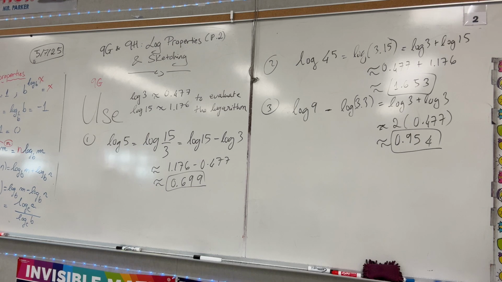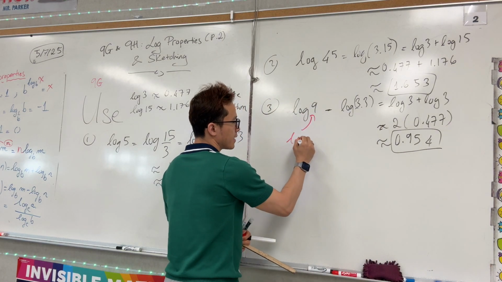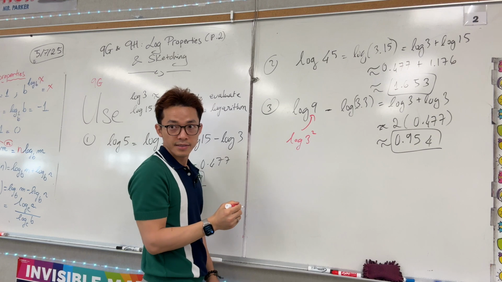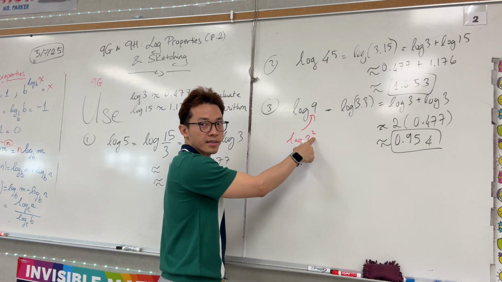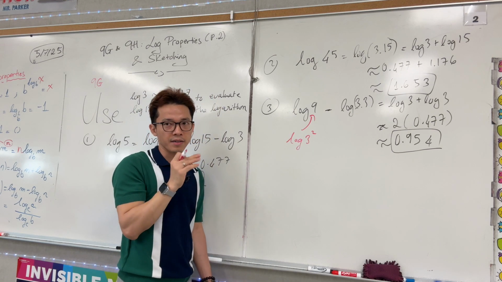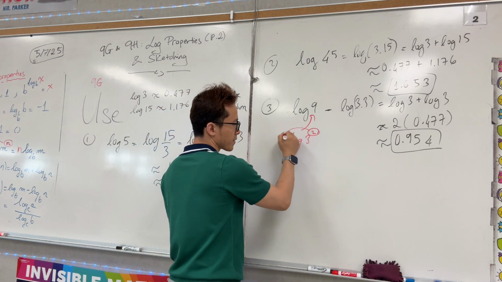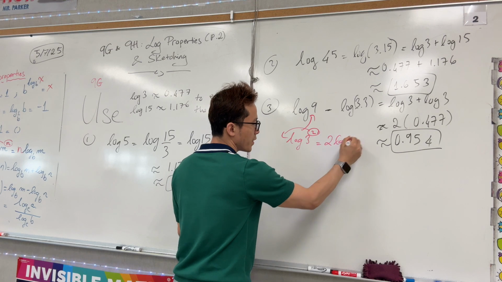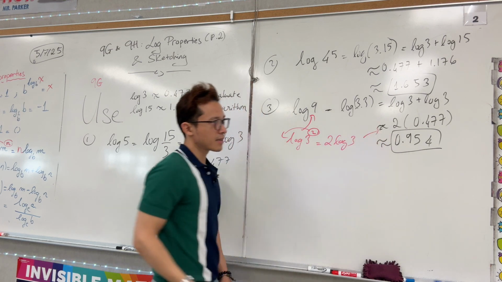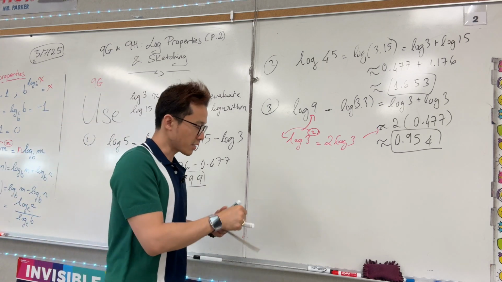Easy, right? Another way you can think is 9 is 3 squared, right? What are you going to do with the power? It's a very popular property. You move it to the front, right? So you're going to have 2 log 3. Same thing. Two ways. I'm just showing you the other way. Okay, let's give Victor 1 point.